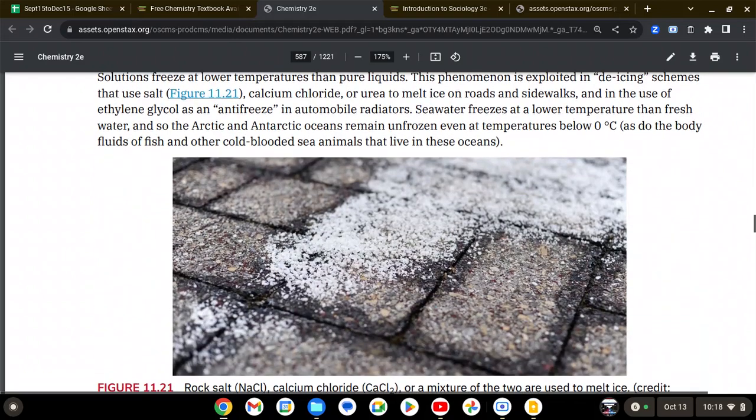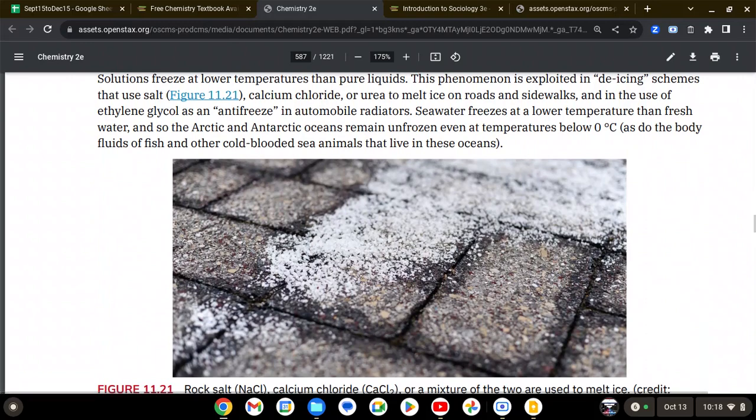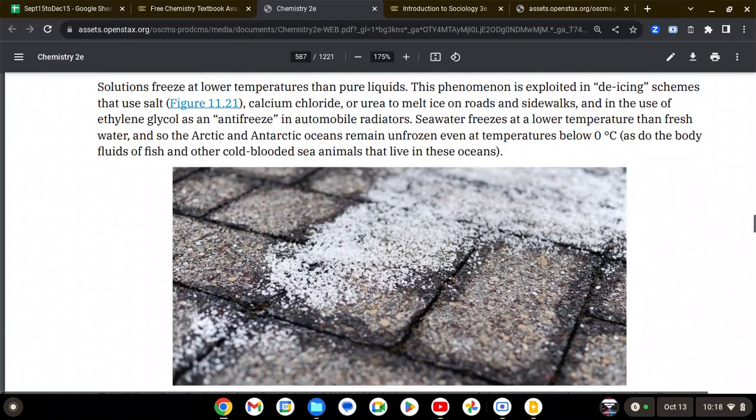Freezing point depression. Solutions freeze at lower temperatures than pure liquids. This phenomenon is exploited in de-icing schemes that use salt, calcium chloride, or urea to melt ice on roads and sidewalks, and in the use of ethylene glycol as antifreeze in automobile radiators. Seawater freezes at a lower temperature than fresh water, and so the Arctic and Antarctic oceans remain unfrozen even at temperatures below 0 degrees Celsius, as do the body fluids of fish and other cold-blooded sea animals that live in these oceans.